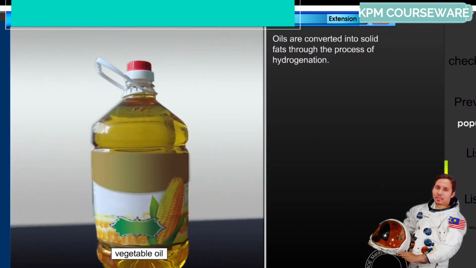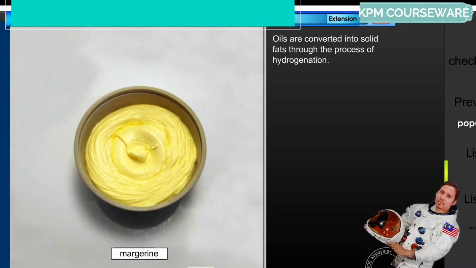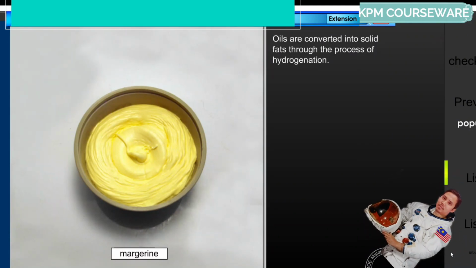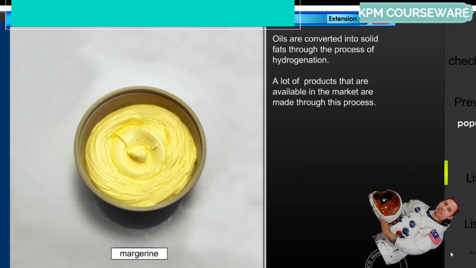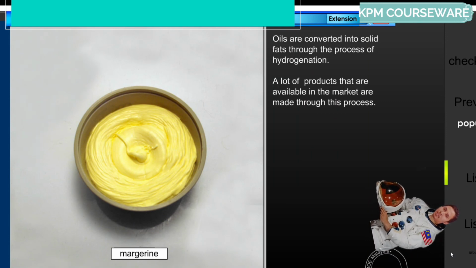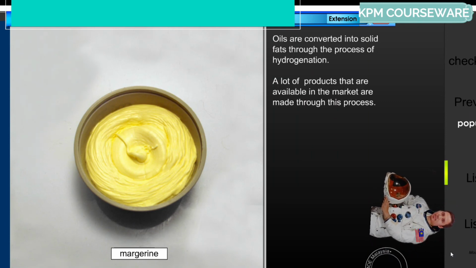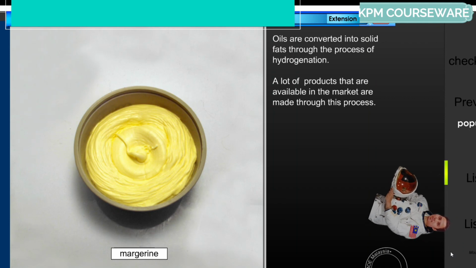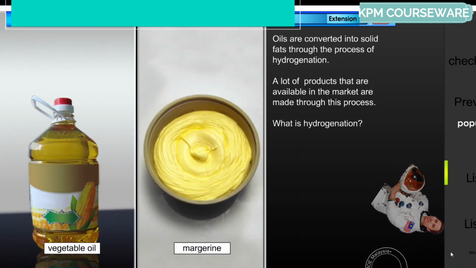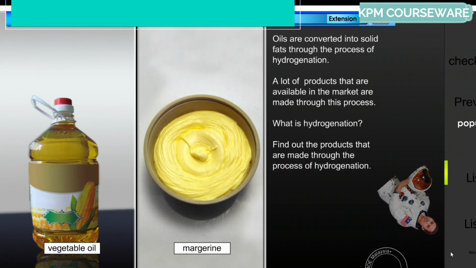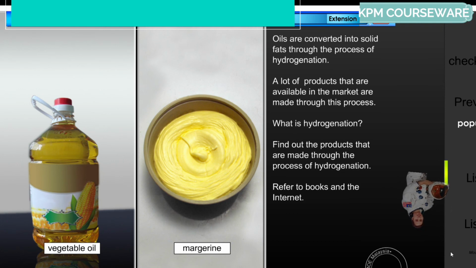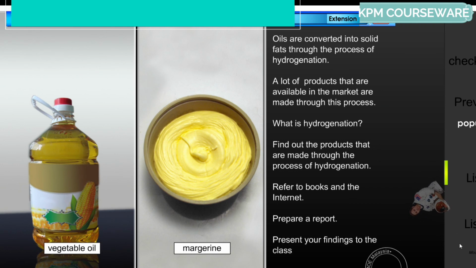Oils are converted into solid fats through the process of hydrogenation. A lot of products that are available in the market are made through this process. What is hydrogenation? Find out the products that are made through the process of hydrogenation. Refer to books and the Internet. Prepare a report. Present your findings to the class.